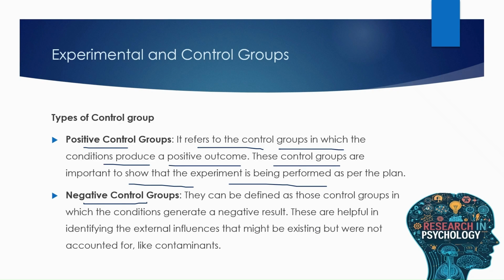So the negative control groups can be defined as the control groups in which conditions generate a negative result. Now these are helpful in identifying the external influences that might be existing but were not accounted for, like contaminants, right? Confounding variables that we called. Okay. So maybe if we take the same pimple example, the negative control group would receive no treatment at all or a placebo.